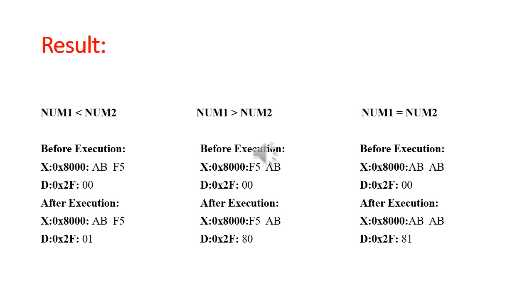Next, if num1 is exactly equal to num2, in that case, at the 8000H along with the 8001H memory location, if you have taken the data as equal, in this example I have taken the data as AB. If both are equal, you should set the MSB bit along with the LSB bit at the byte address memory location 2FH. So it is 81H.